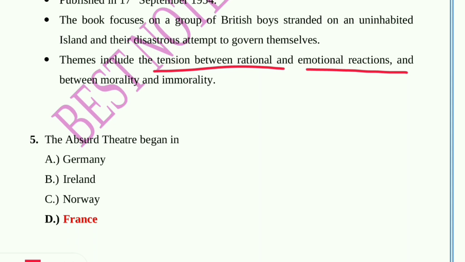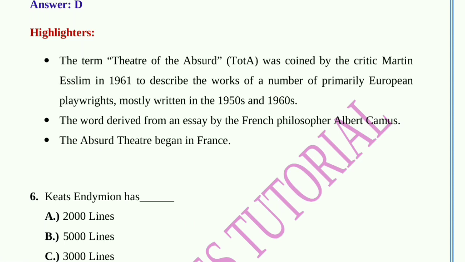Next question, question number 5. The absurd theater began in Germany, Ireland, Norway or France? The answer is France. Let's see the highlighters. The term Theatre of the Absurd was coined by the critic Martin Esslin in 1961 to describe the work of a number of primarily European playwrights, mostly written in the 1950s and 1960s. The word derived from an essay by the French philosopher Albert Camus. The absurd theater began in France.